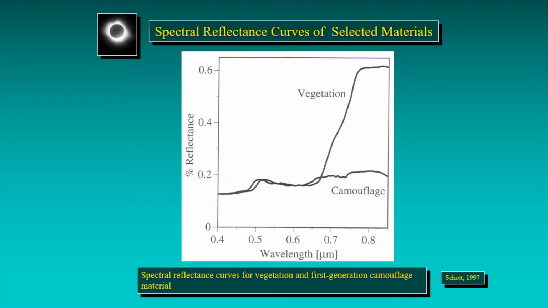And you would see, again, this great divergence between the spectral characteristics of camouflage and vegetation in that portion of the spectrum. More recent versions of camouflage do a much better job of mimicking reflectance characteristics out beyond the visible wavelengths.